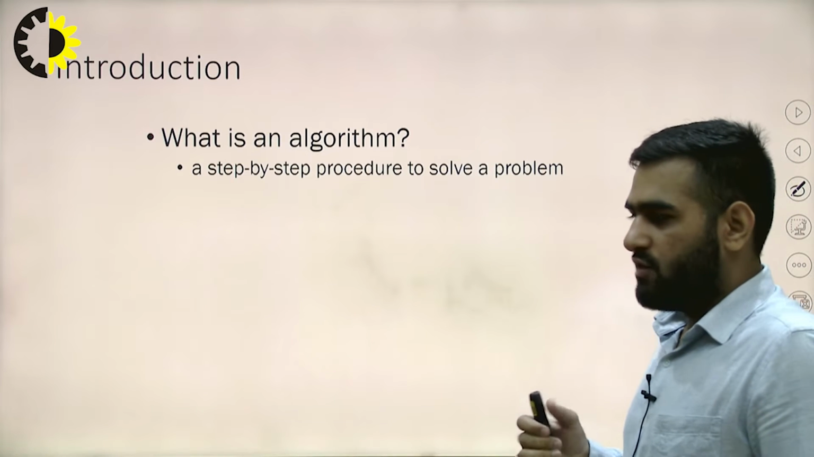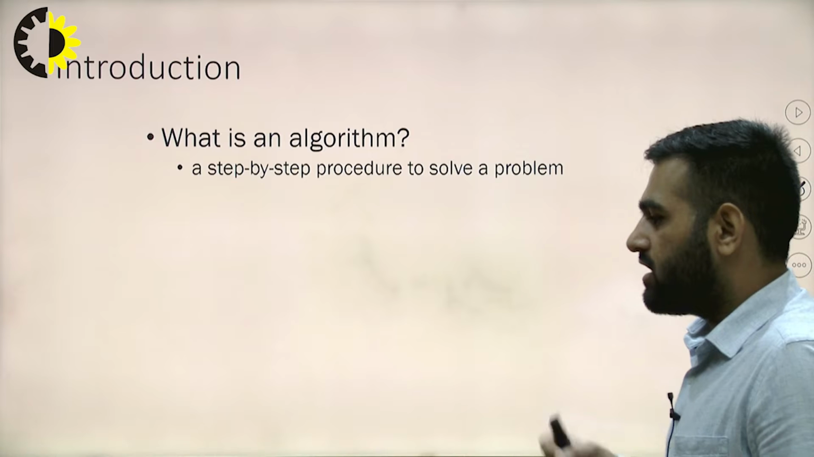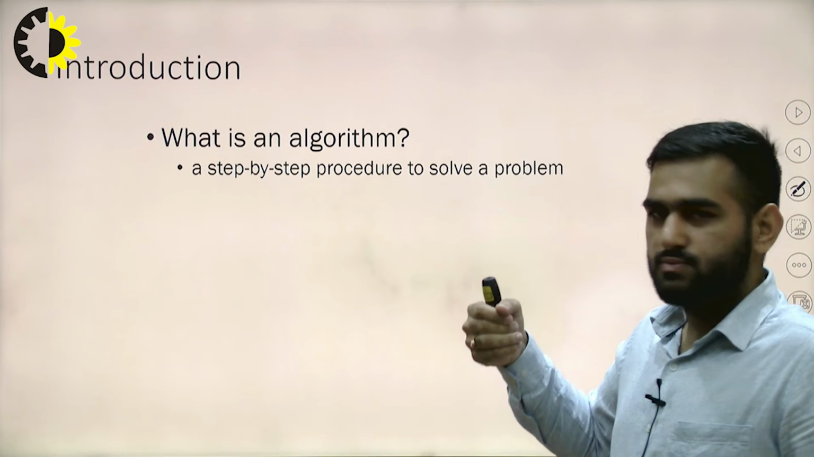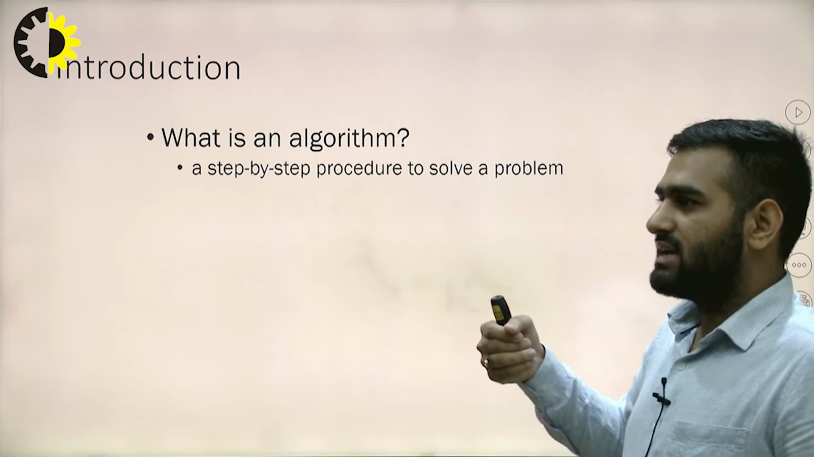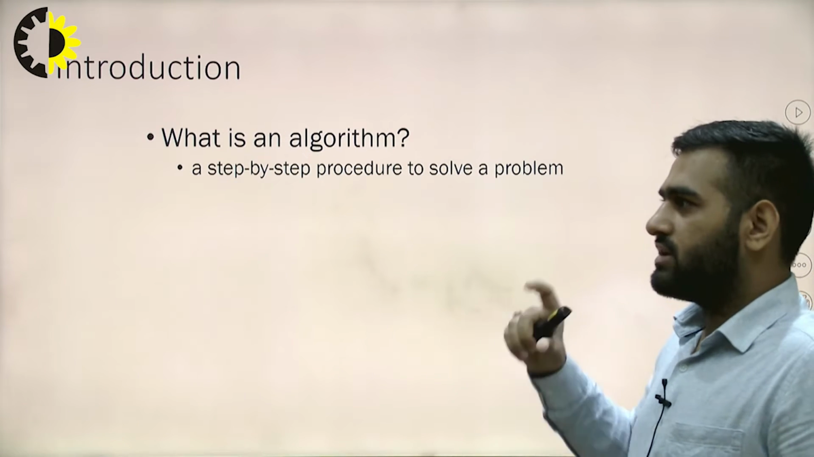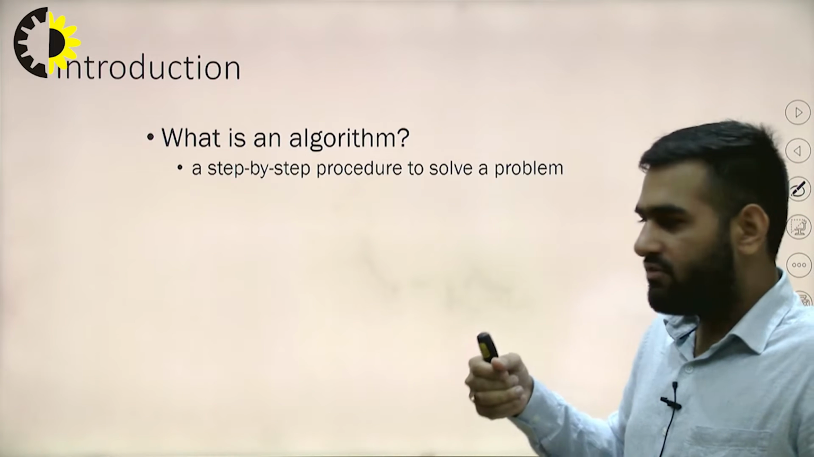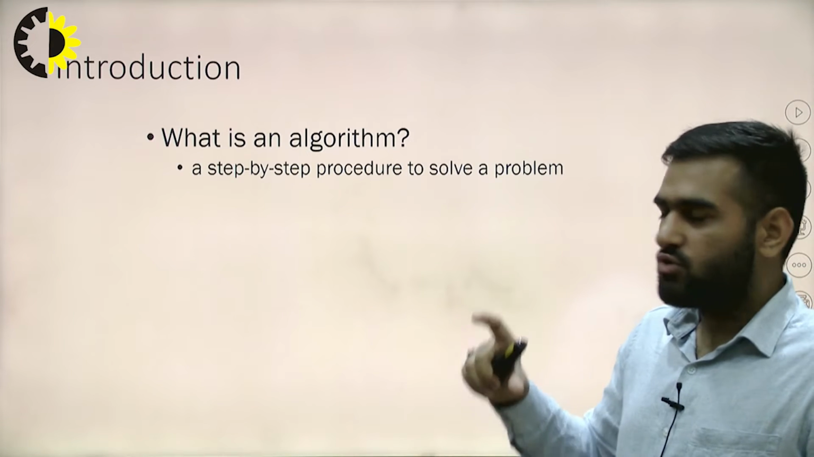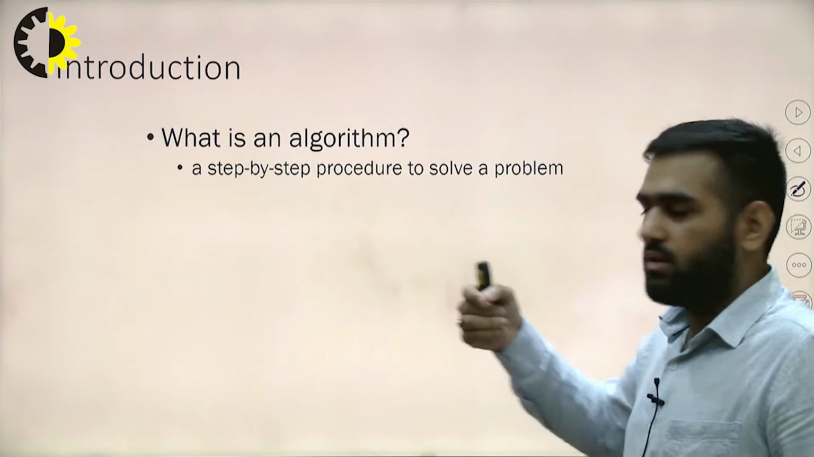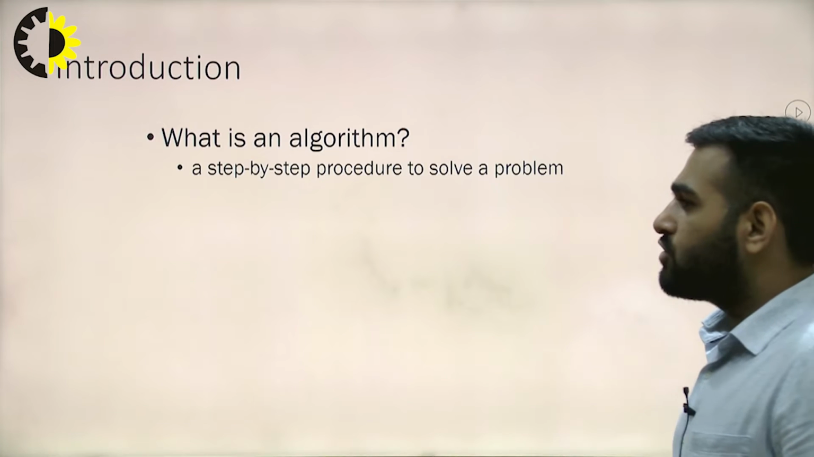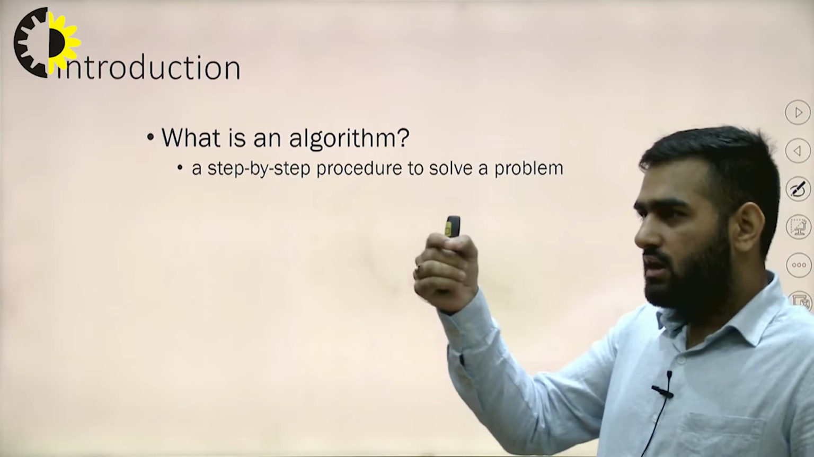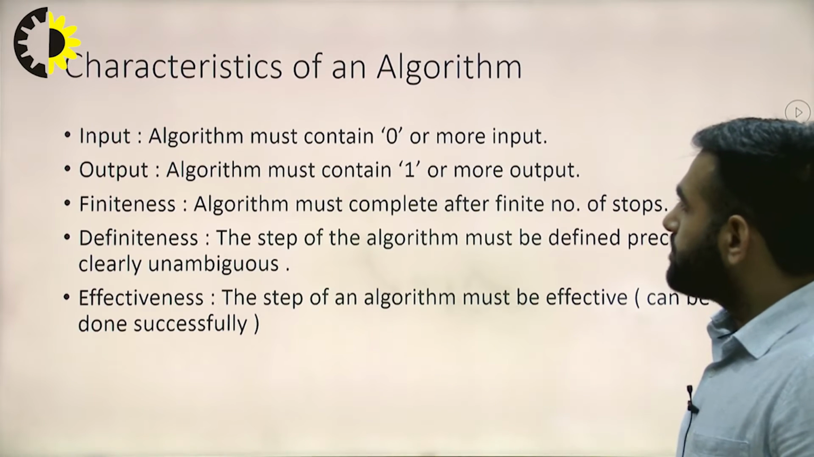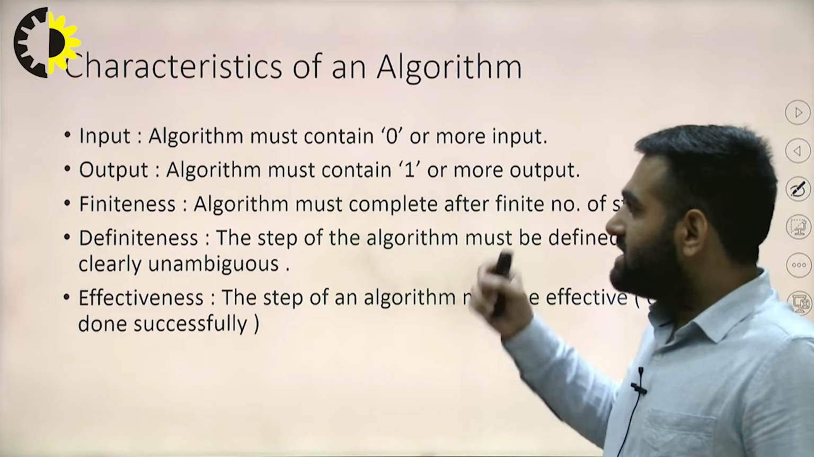Like first we have to take a pan, then we have to take 1 cup of water, then add 1 tablespoon tea, then 1 tablespoon sugar, then 1 cup or half cup milk, then we will have to boil it for at least 10 minutes, right? So the problem was making tea, and the solution was the step-by-step process. Same thing: to solve a particular problem, we have a step-by-step process.